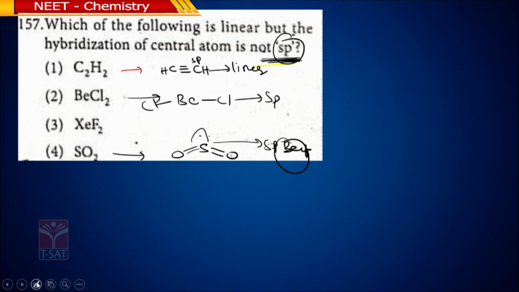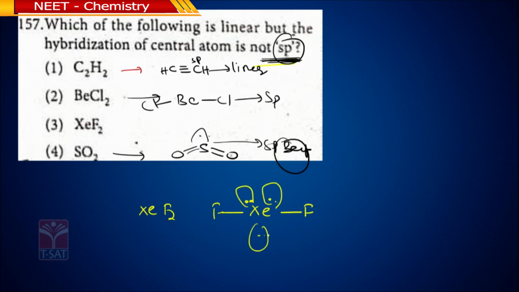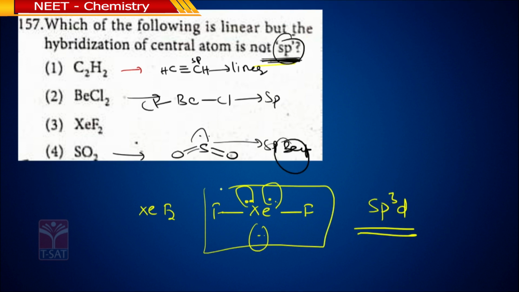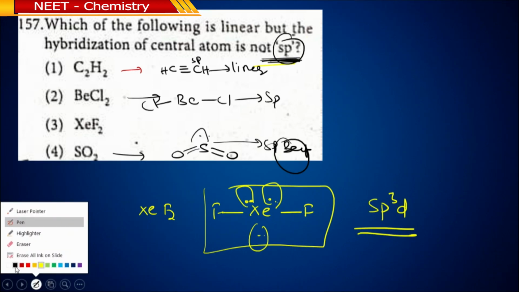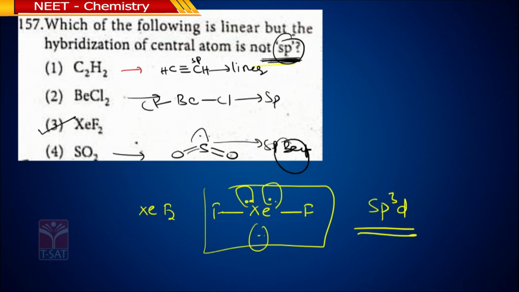So the final option is XeF2. See carefully, XeF2 is linear, but it has 3 lone pairs like this. Its hybridization is sp3d, not sp. It is linear with sp3d hybridization, so option 3 is the correct one.